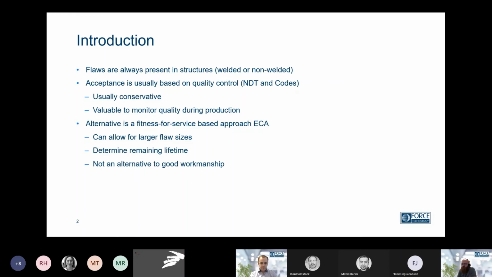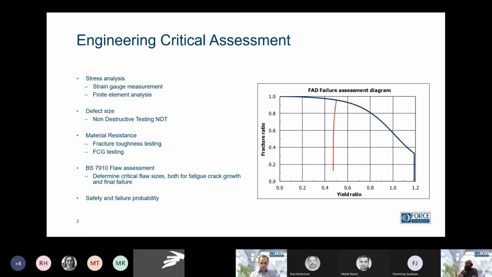But again, I would say that this is not an alternative to good workmanship. If you're starting to have larger flaws than are allowed by the codes, then I would strongly recommend that you revise the production method and make sure that the quality increases, because it is not just a way to say, well, we can do the ECA and then we don't need to make good quality. So keep that in mind.